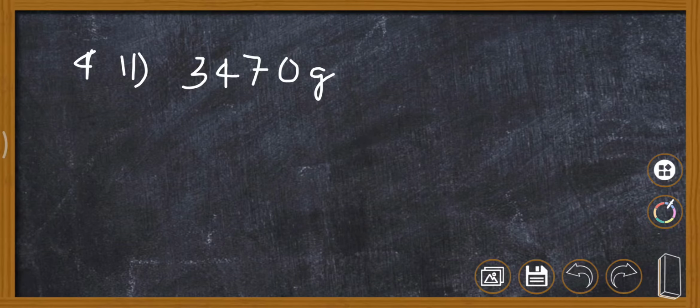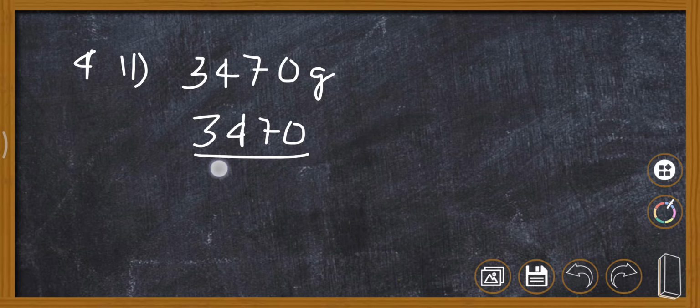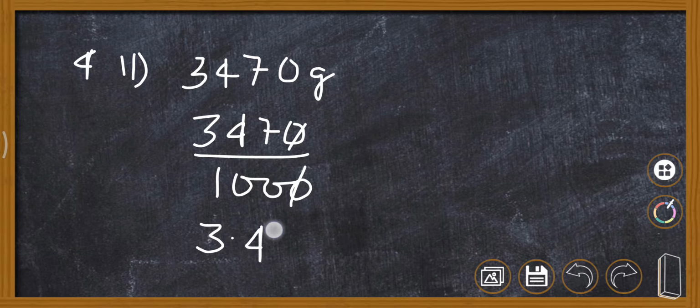Now this is the second part, 3470 gram. Again you are converting gram to kilogram, so you will divide it by 1000. So divide 3470 by 1000. Now here you can see 0 is cancelled by 0 and it is now divided by 100. So 100 has 2 decimals. So this will be 3.47 kilogram.